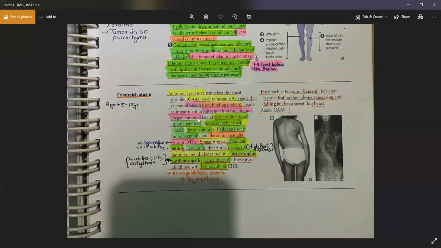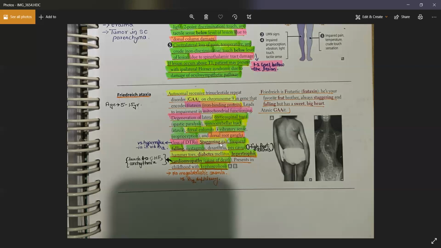And please note, it is not a demyelinating syndrome. It is a degeneration completely. In the previous disorders we have studied, you're having demyelination. But this is a degeneration, not a demyelination. You're having a death of the neurons, totally. The dorsal root ganglia will die, and that can lead to a loss of deep tendon reflexes also.